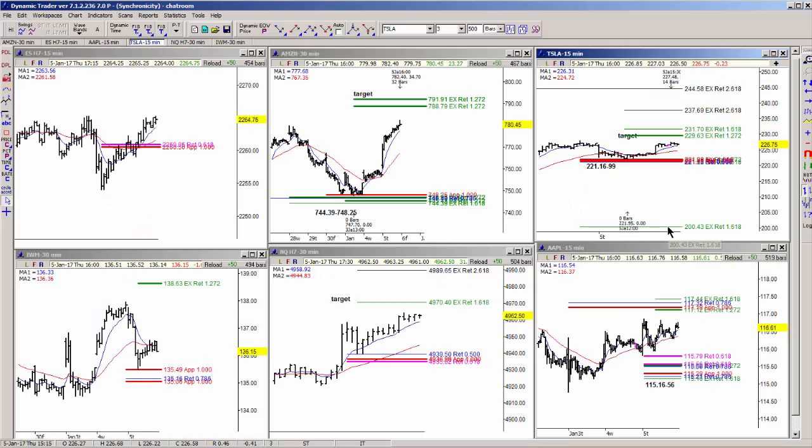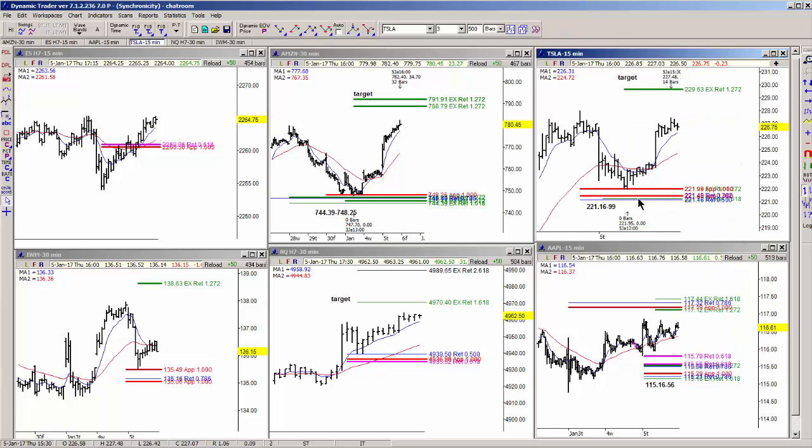Now again, you can use these levels however it fits you. If you are a swing trader and you would rather use these levels for a swing trade, I do have some instructions for how you do that.